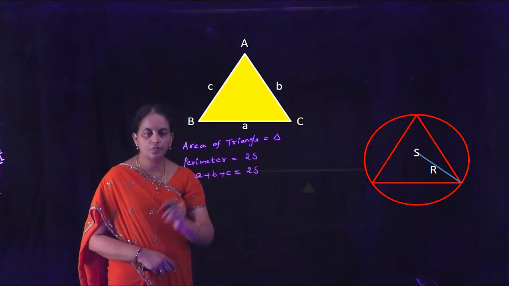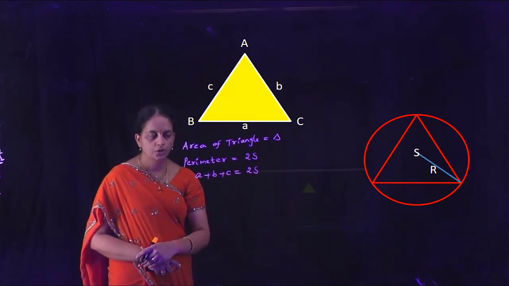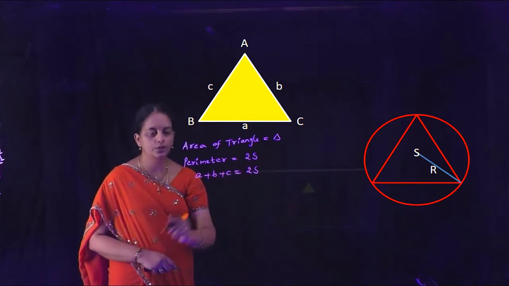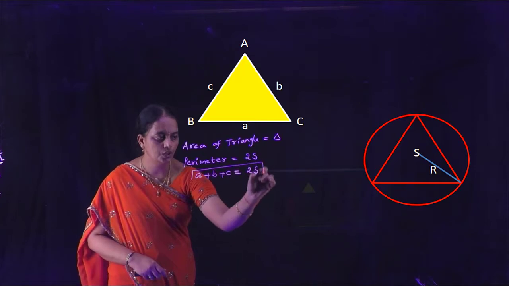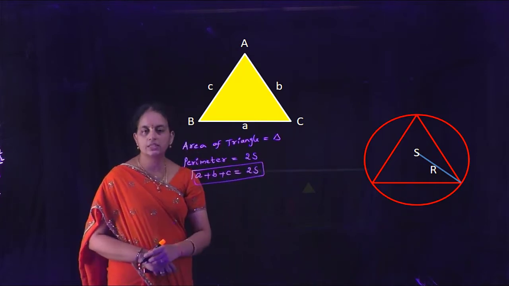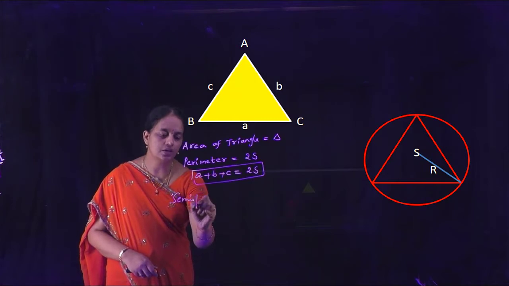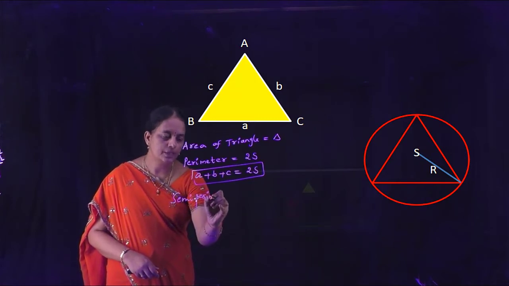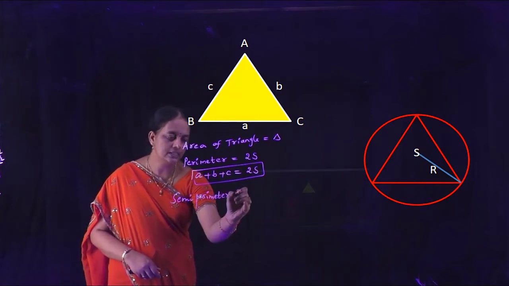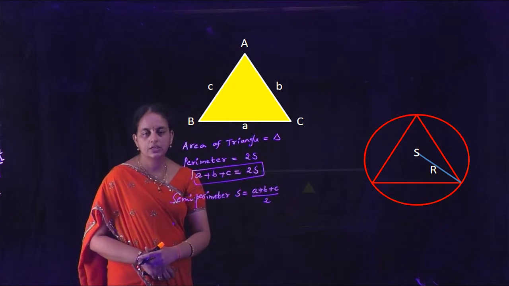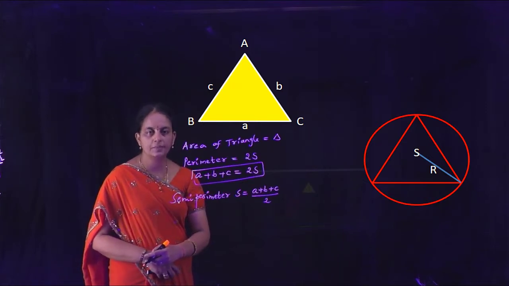This is one of the most important formulas which we use throughout the chapter: perimeter 2s is equal to a plus b plus c, and semi-perimeter s is equal to a plus b plus c by 2.